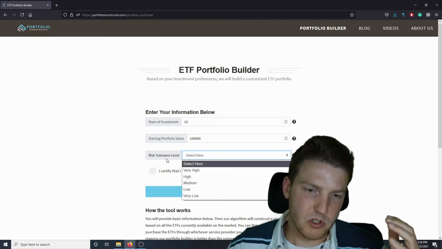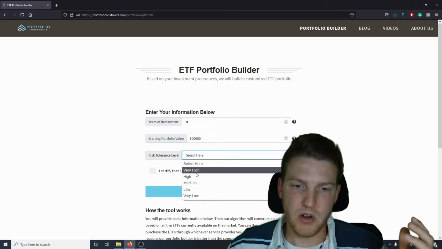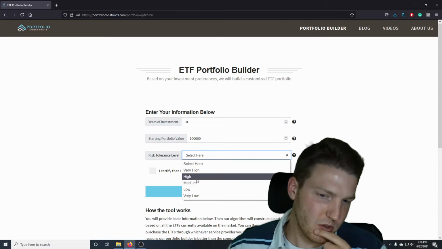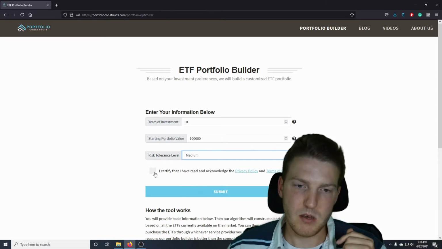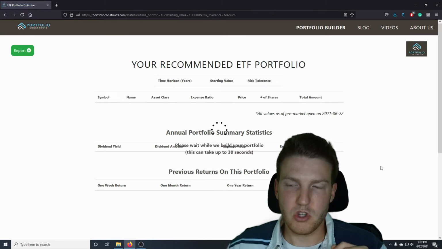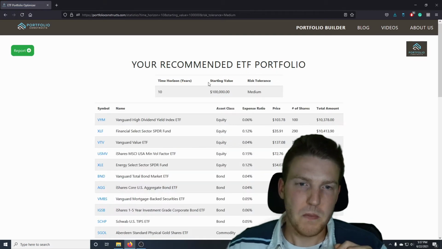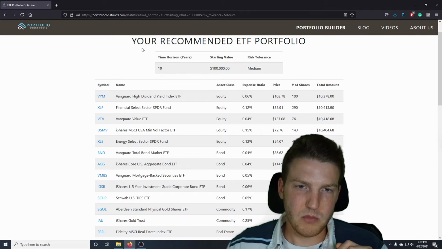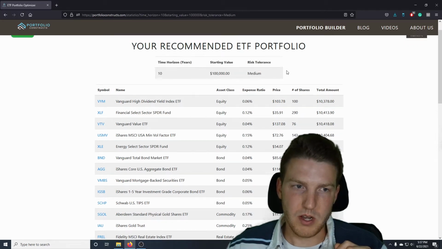And I gave the option of a risk tolerance level: very high, high, medium, low, and very low. Let's go right in the middle with a medium. And then we'll hit submit. So right now it's generating the portfolio. And here's the outcome. So it shows the person's inputs right here.